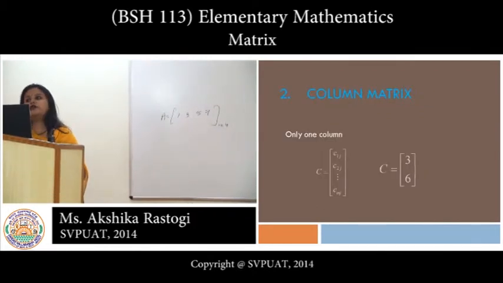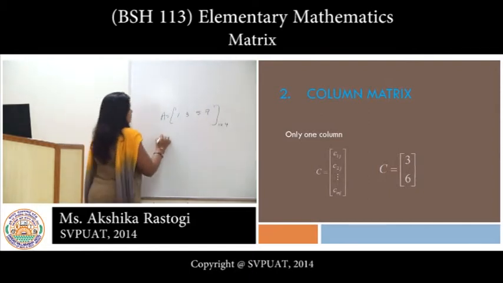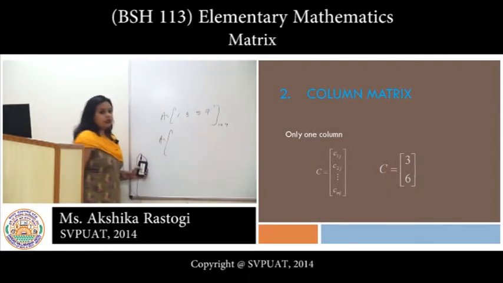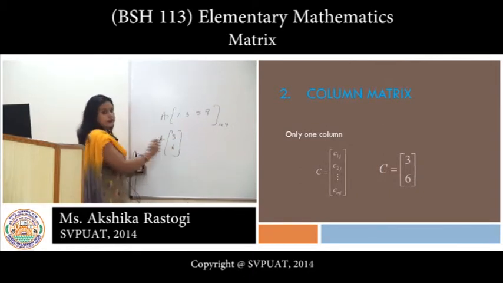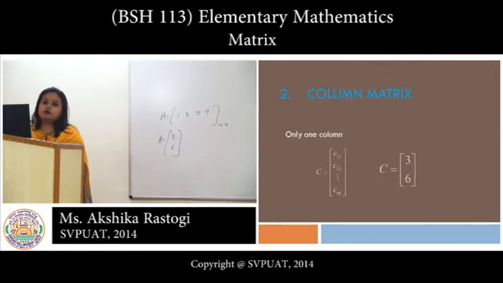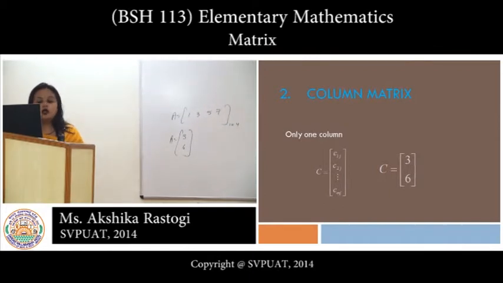Similarly, we have a column matrix also. What do you mean by a column matrix? A column matrix means it contains a single column. Suppose we have another example for this. We have 3 and 6, a single column. So a single column is called a column matrix.